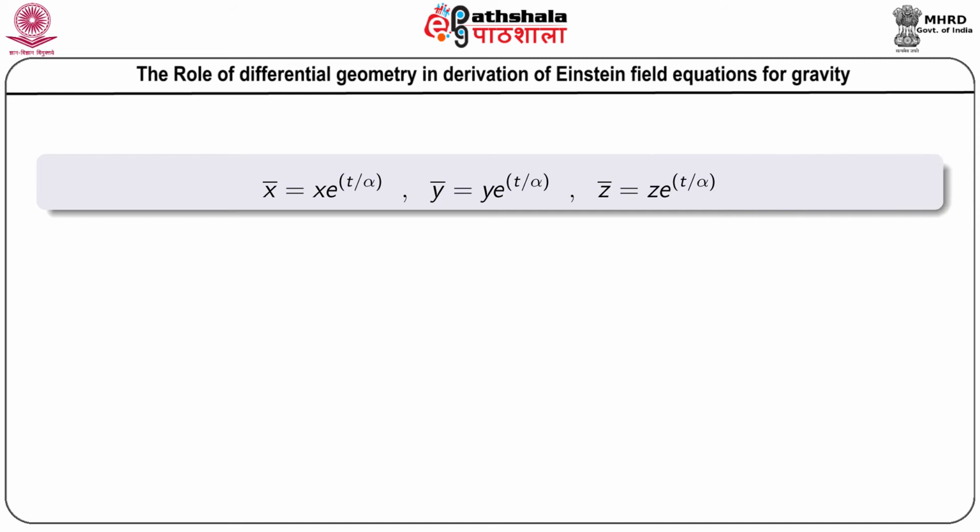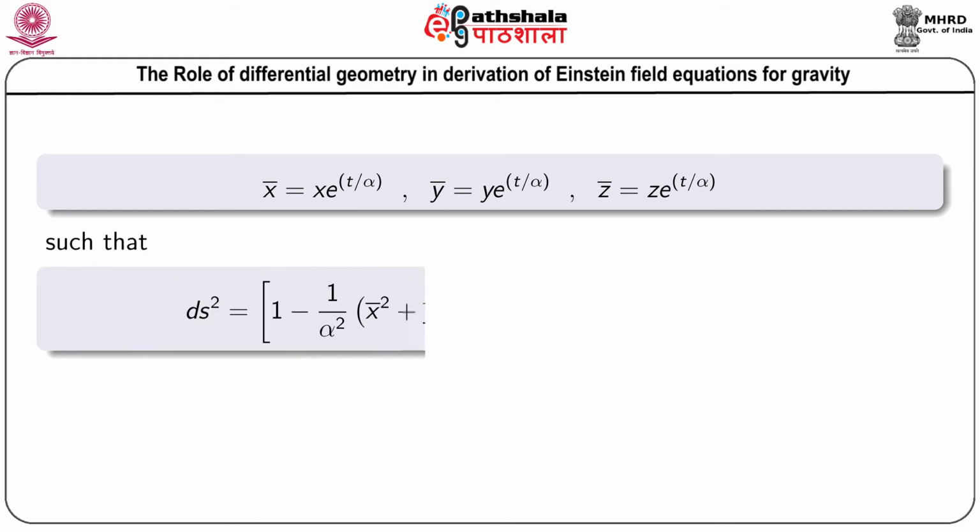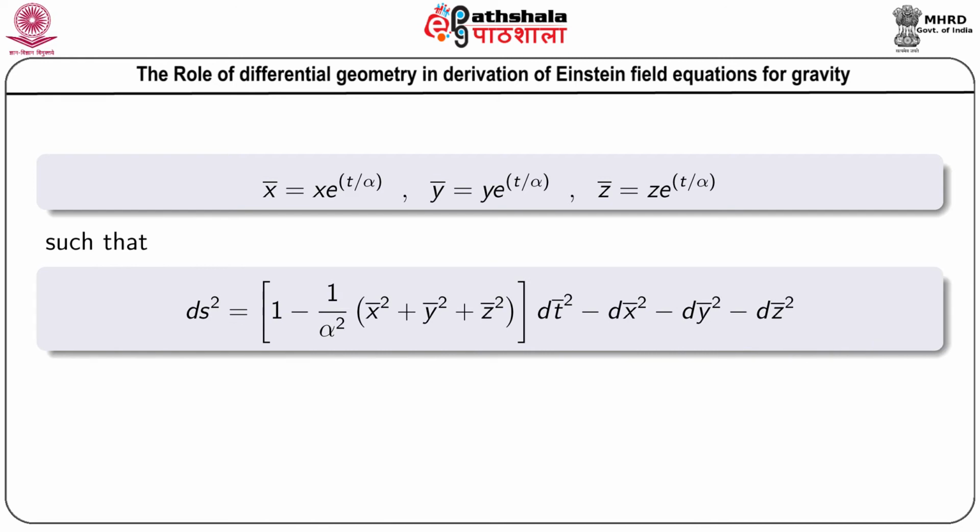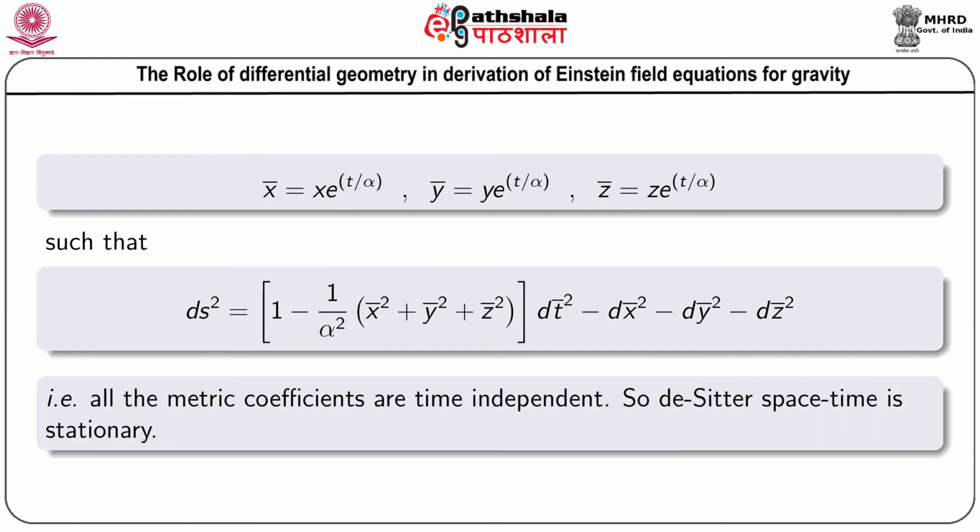Now, here if we replace x bar equals x e to the power t by alpha, y bar equals y e to the power t by alpha, and z bar equals z e to the power t by alpha, then the metric takes the form ds square equals within the bracket 1 minus 1 by alpha square within the first bracket x bar square plus y bar square plus z bar square and third bracket close dt bar square minus dx bar square minus dy bar square minus dz bar square. Now, from this one we can see that the coefficients of dx bar square, dy bar square, dz bar square are time independent. That means all the metric coefficients are time independent. So, de Sitter space time is stationary.